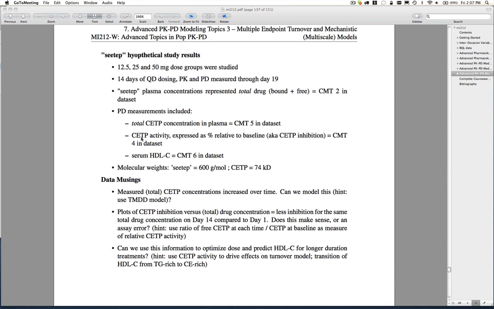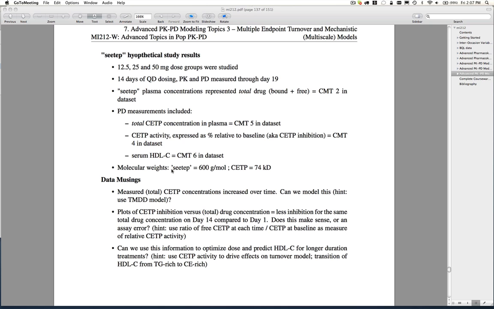We have an ex vivo assay that determines the activity of the CETP, or the free CETP, that does remain in the plasma. And this is actually expressed as a percent of activity relative to baseline. So in other words, it's a CETP inhibition value. That was in the data set as compartment 4. The total HDL cholesterol in the serum is in the data set as compartment 6.